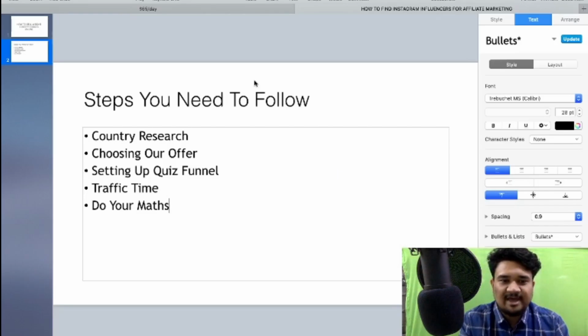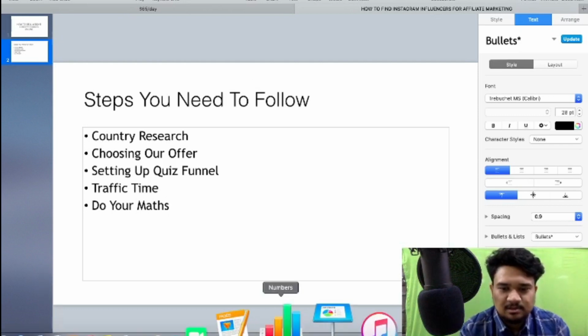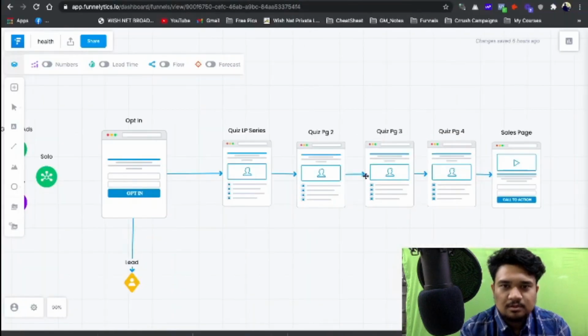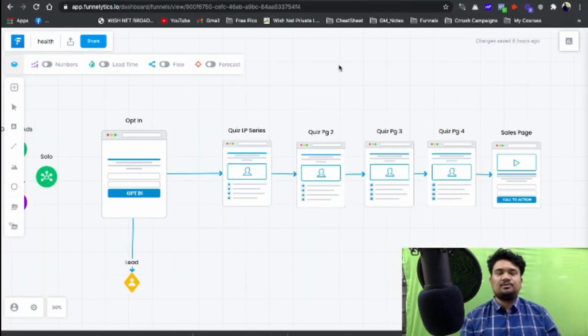Now the next point we have is traffic. Now I'm going to show you the best 3 sources you can use in order to sell your weight loss products online. Okay, the best 3 traffic sources I mean. So if I go to Chrome, I would recommend you 3 traffic sources.